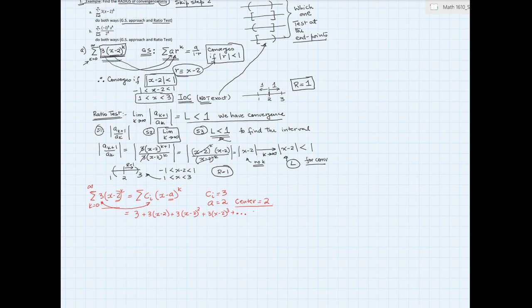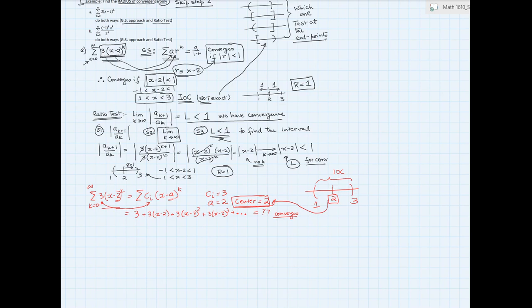So the question was, does it converge? And if it converges, for what values of x? So we found that it converges for x that lies between the interval 1 and 3. So this was our interval of convergence. And if you notice, 2 is the center of this interval, which is exactly what we should expect because 2 is the center of this power series.